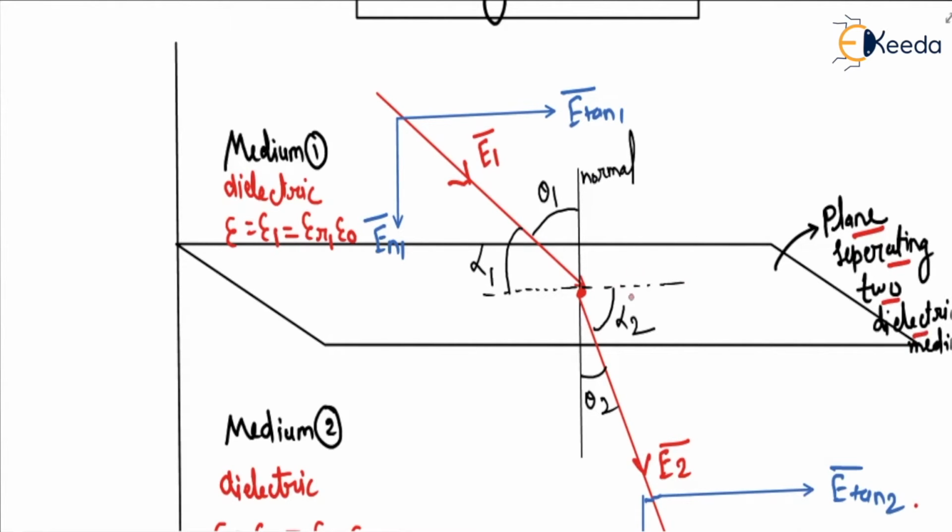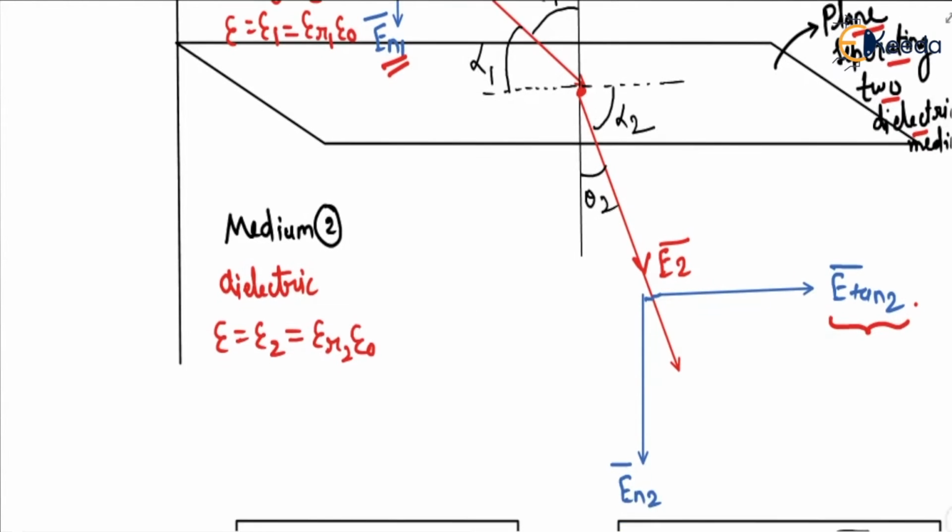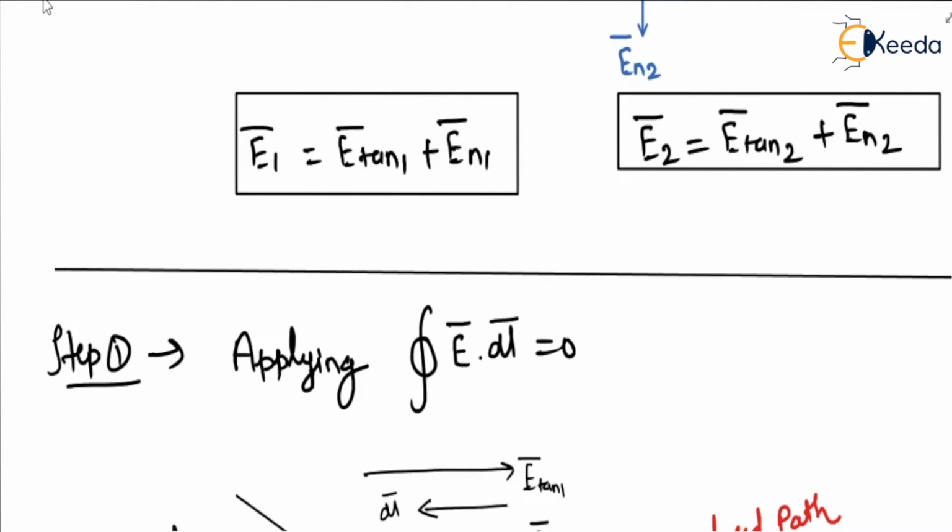This is the plane which is separating the two mediums, and this is the normal to the plane. E1 is incident on this plane, making angle theta 1 with the normal and angle alpha 1 with the interface. E1 has two components, Et1 and En1, and in medium 2, E2 is entering, and E2 has two components, Et2 and En2. E2 is making angle theta 2 with the normal and angle alpha 2 with the interface. We can write E1 is equal to Et1 plus En1 in the vector sum, and E2 is equal to Et2 plus En2 in the vector sum.